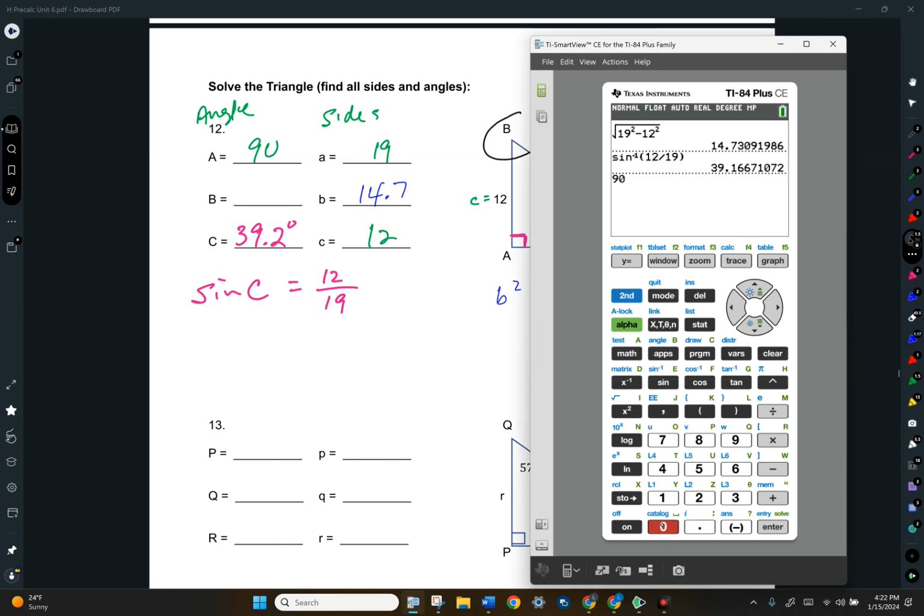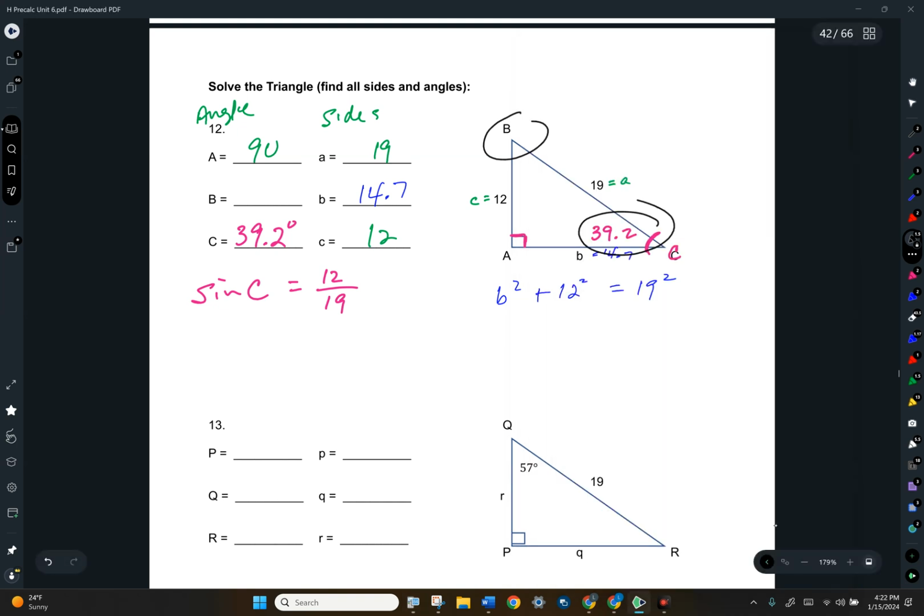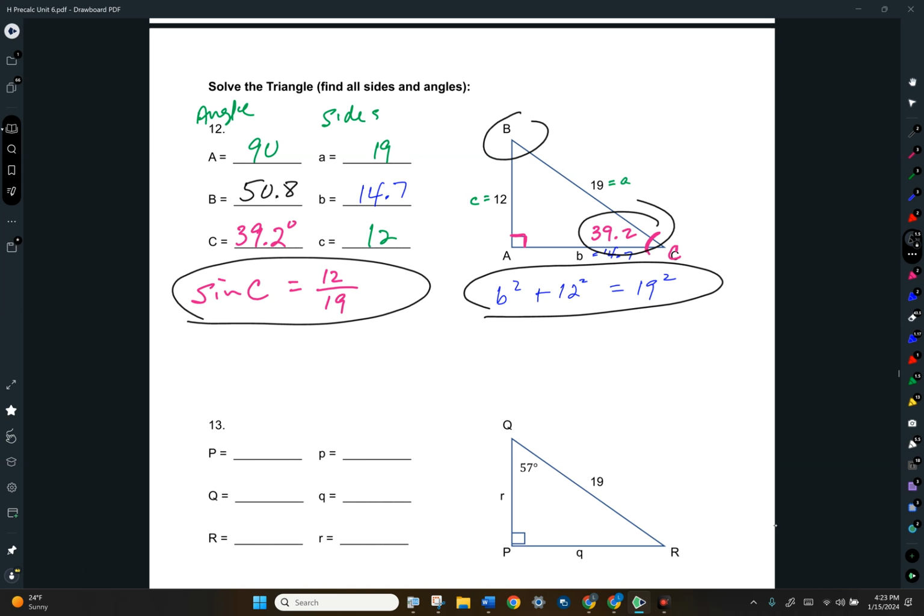So 90 minus 39.2 is 50.8. So angle B is 50.8. So I always want you to show your setup. And so the minimal amount of setup was to show me which trig function you used, and then the setup that you used for your Pythagorean theorem.